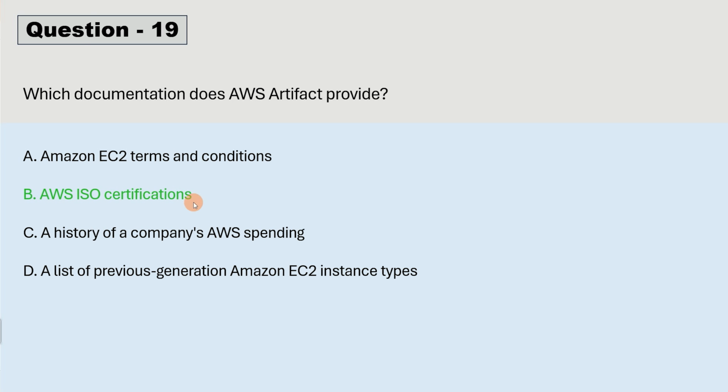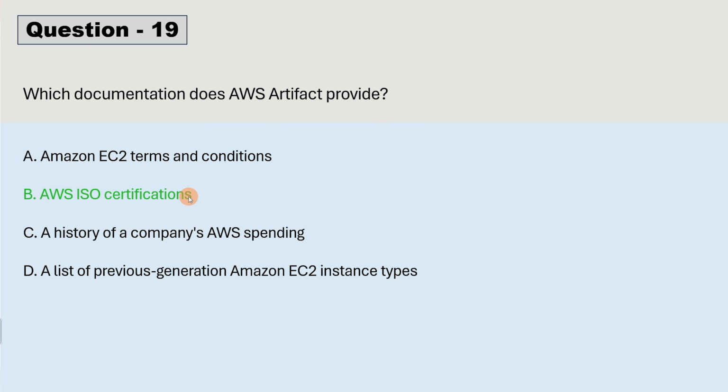So this is the correct answer because AWS Artifact is a web service that helps you to download AWS security and compliance documents such as ISO certifications and SOC reports. So this is one of the main uses of Artifact. So this is the correct answer here.